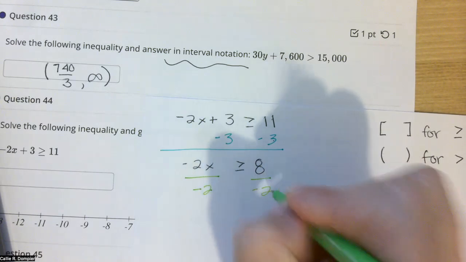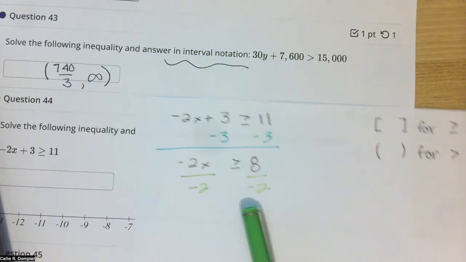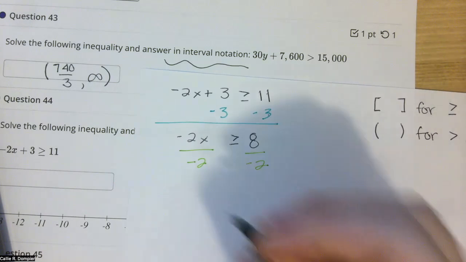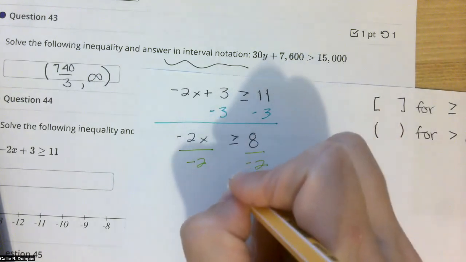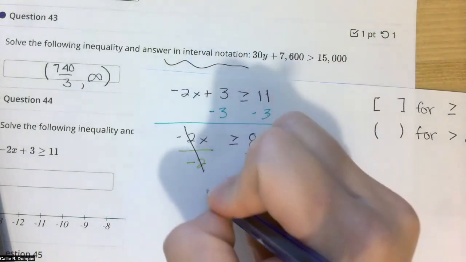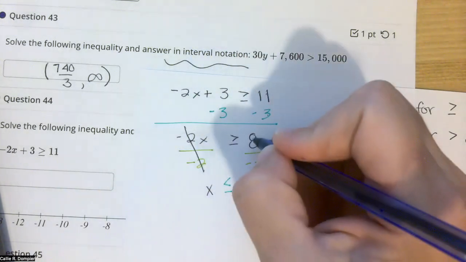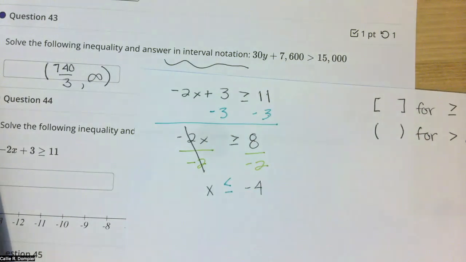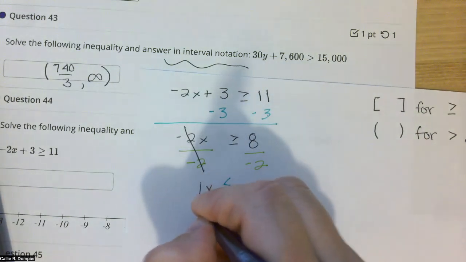Divide by negative 2. Remember, anytime you divide or multiply both sides by a negative to cancel, you flip the sign. So instead of that being a greater than or equal to, that's now a less than or equal to. Very important. Negative 2 divided by negative 2 leaves us with x. X is less than or equal to 8 divided by negative 2 is a negative 4 because a positive divided by negative is a negative. Good. So that's our answer.